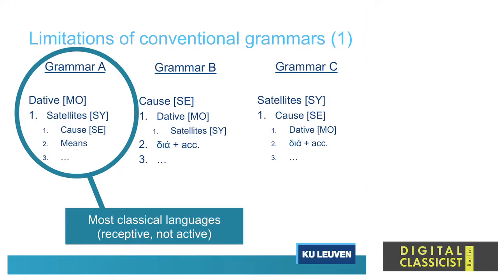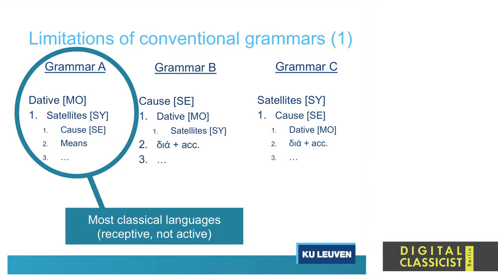If we consider these three types of functions and the form categories, and we look at the structure of a traditional grammar, then we see the following structure. Most grammars of ancient languages and also of modern languages are structured in this way. They start from a morphological category. For example, they'll start to explain the usage of the dative. Then they'll go on to a syntactic category, in this case, for example, satellites or non-obligatory constituents. And they'll end by explaining which kinds of meanings are expressed by the dative, for example, cause, means, etc.